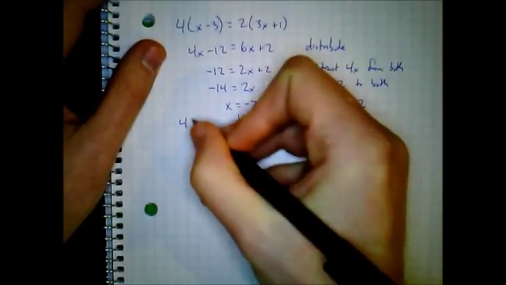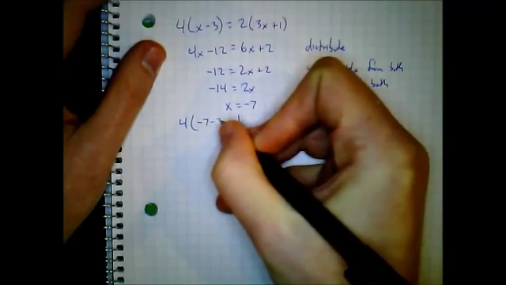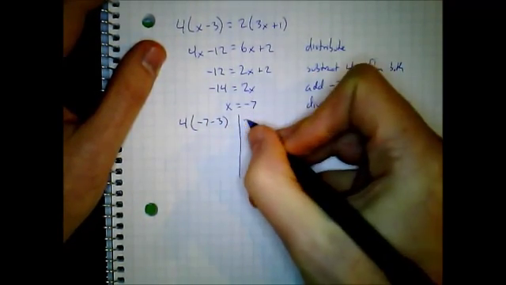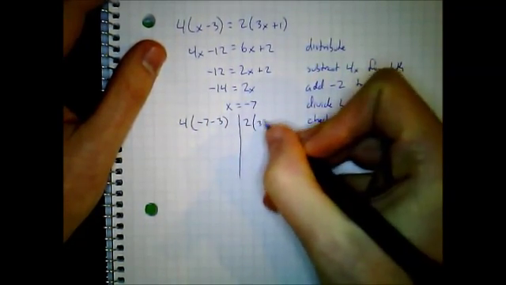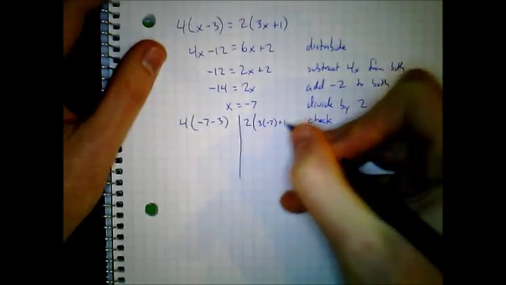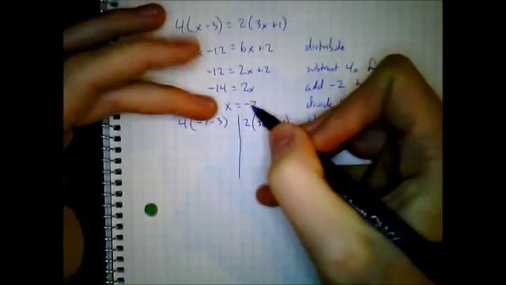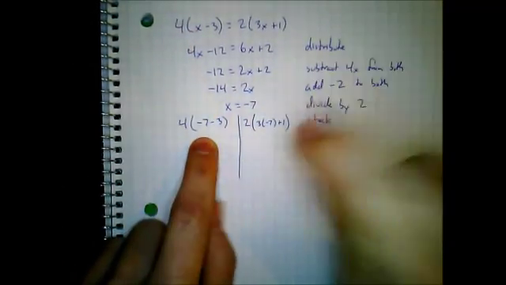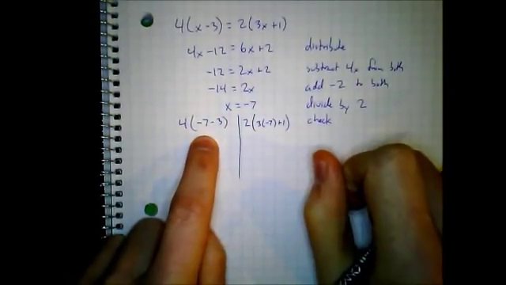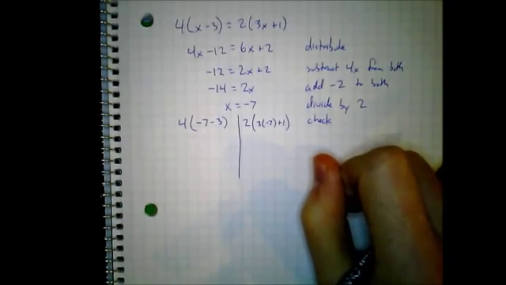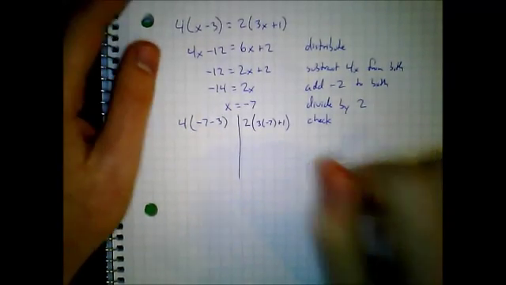So we say 4 times negative 7 minus 3. We hope that's the same as 2 times 3 times negative 7 plus 1. So we're just substituting negative 7 in for all of our x's, because we hope when x equals negative 7, our left expression and our right expression will be equal to each other. If they are, then we did it right. If they're not, then we just got to start over and try again.